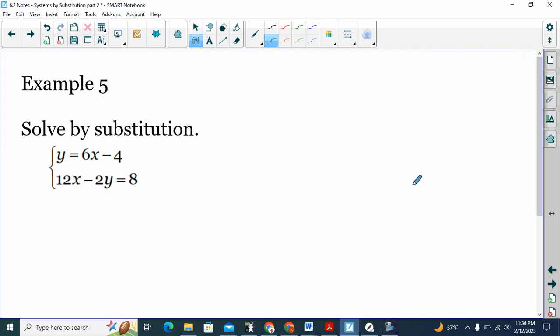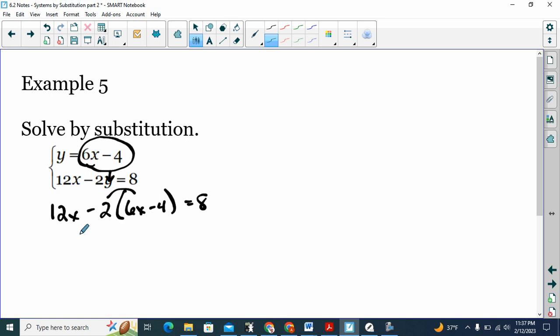So y equals 6x minus 4 and 12x minus 2y equals 8. Start with your substitution. Y equals 6x minus 4. That's your first step. That goes in for my y. 12x minus 2 times y, but I'm putting 6x minus 4 in for y, equals 8.